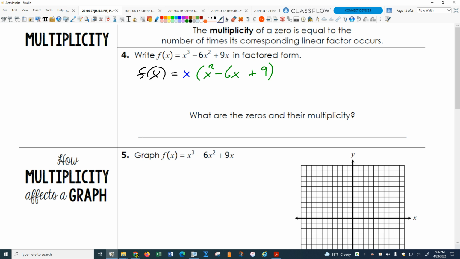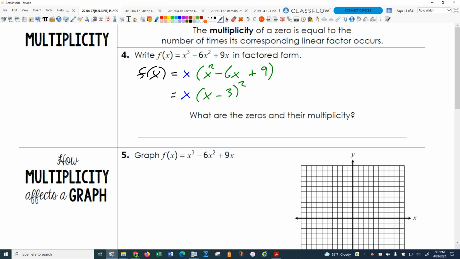Good. So the x is done, that's linear. Can I go any further with this? Are there magic numbers that multiply to 9 and add to negative 6? Negative 3 and negative 3, right? So I could rewrite this then as x times, oh man, I keep getting my colors wrong here. x times (x minus 3)(x minus 3), which is the same thing as (x minus 3) squared.